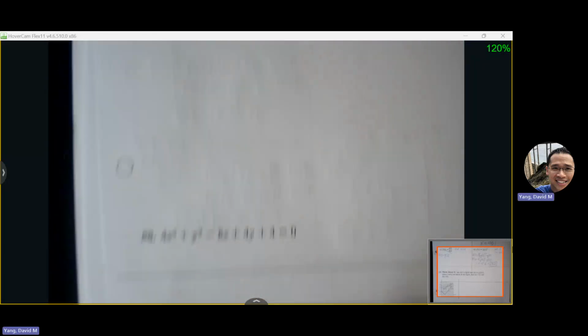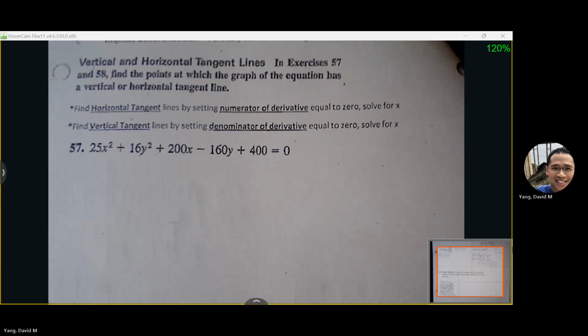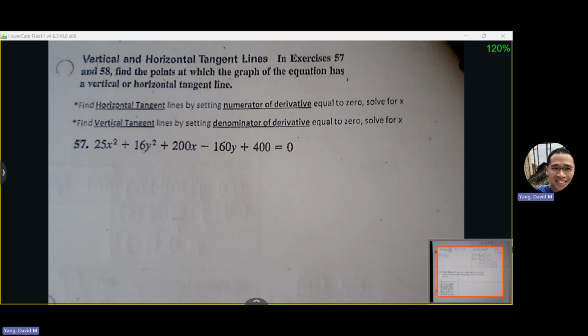Let's go to page 24. This is vertical and horizontal tangents. So typically these are reserved for equations that require implicit differentiation, because these are graphs that are not functions. Typically, that's where you're going to find horizontal and vertical tangents.